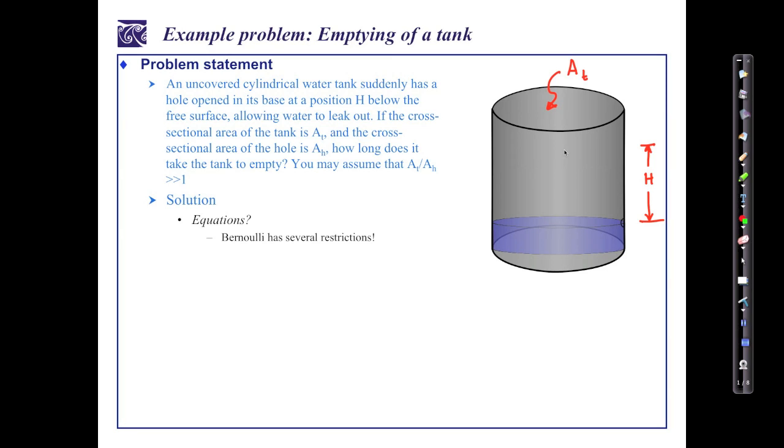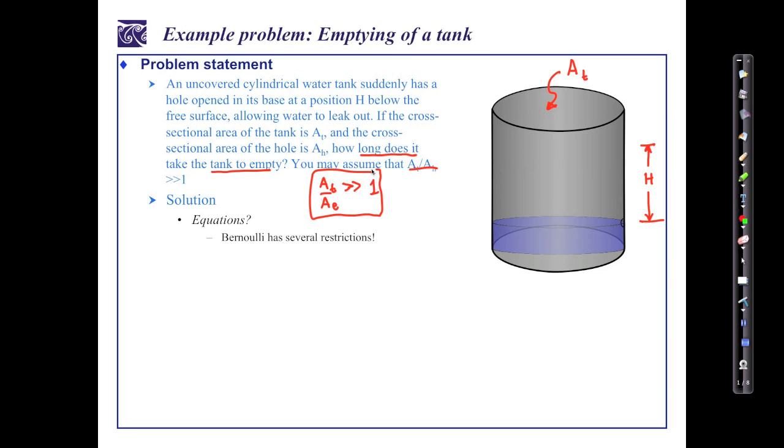We're also asked to find how long it takes for the tank to empty, and we may assume that the area of the tank divided by the area of the exit should be much greater than 1. So we have a large disparity in the areas here between the exit area and the cross-sectional area of the tank. That'll show to be important in just a second.